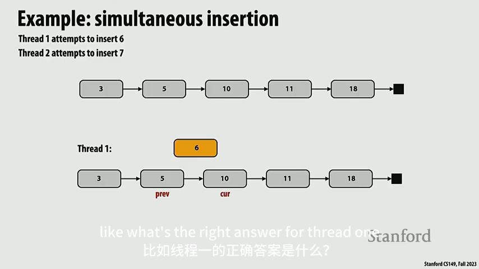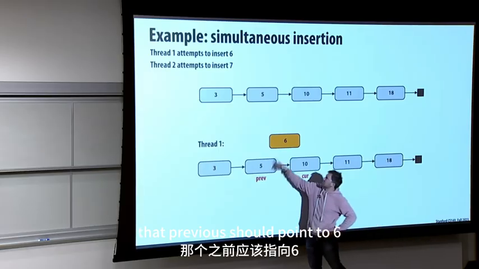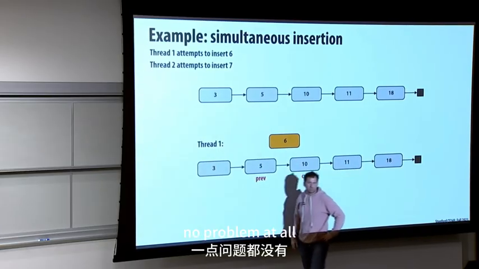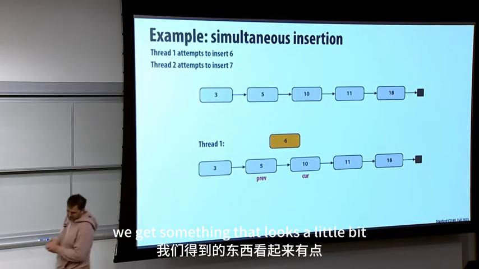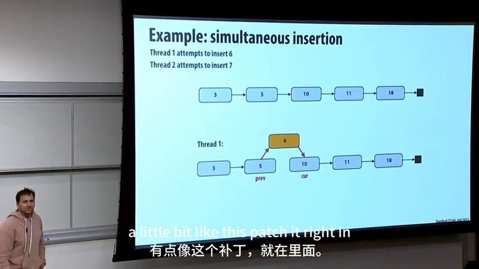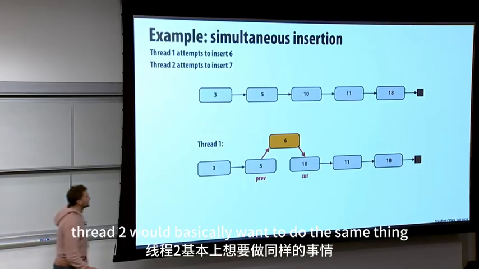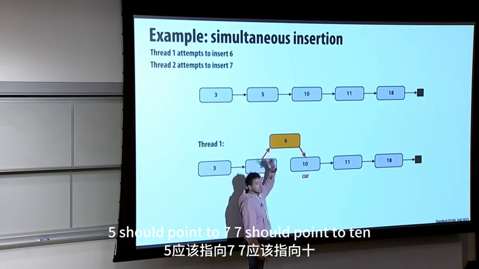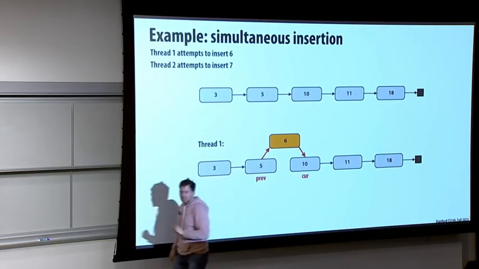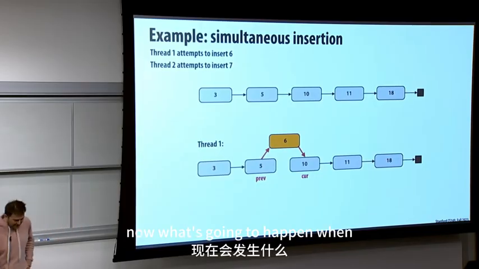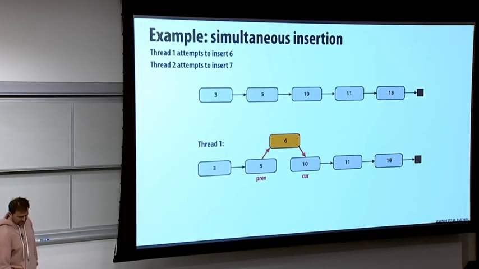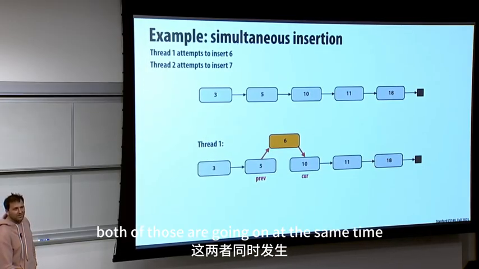So what's the right answer for thread 1? Well, thread 1 is going to walk forward and find the point in the list where the 6 should go. If there were no other threads involved, previous should point to 6 and 6 should point to current. No problem at all, right? We get something that looks a little bit like this. Patch it right in. Now, let's think about what thread 2 would do. Thread 2 would basically want to do the same thing. 5 should point to 7, and 7 should point to 10. Now, what's going to happen when both of those are going on at the same time?